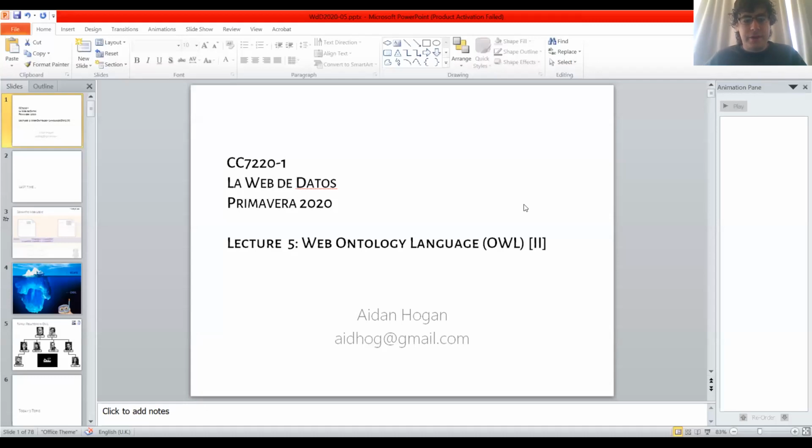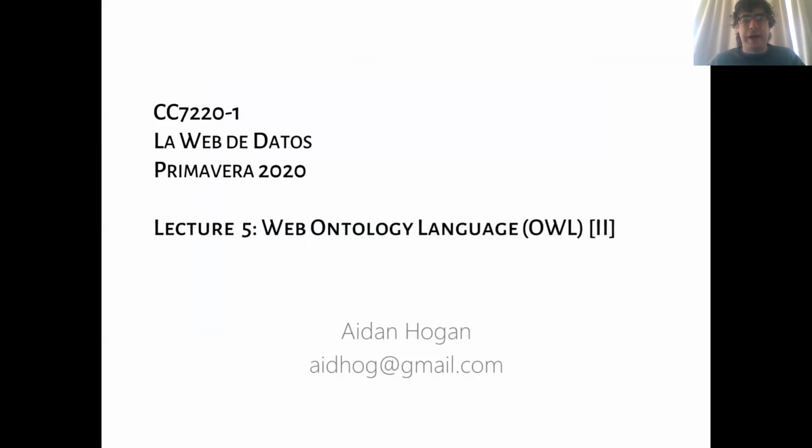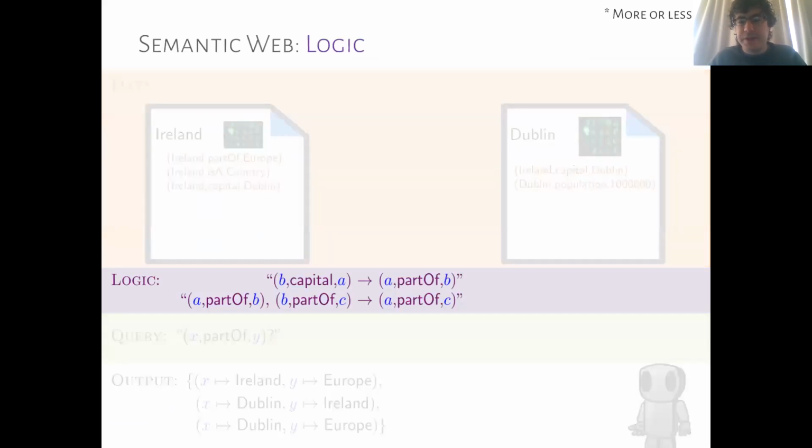So, okay, we're going to continue with the second class of OWL today. The last time we spoke about logic, or the last two classes, we've spoken about ways of making these logical definitions about the data. We spoke about the RDFS standard, and we spoke about the OWL standard, and we saw some ways in the lab of how to define axioms to allow for inference over the data.